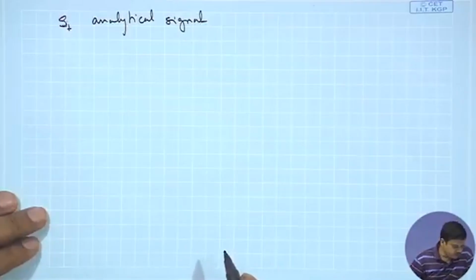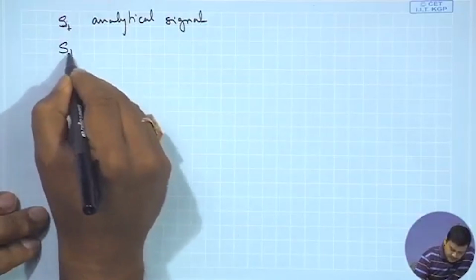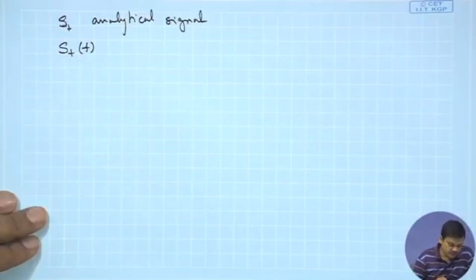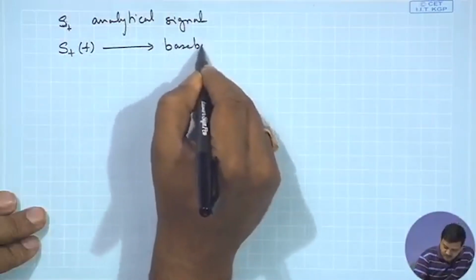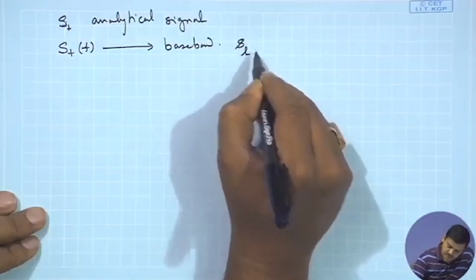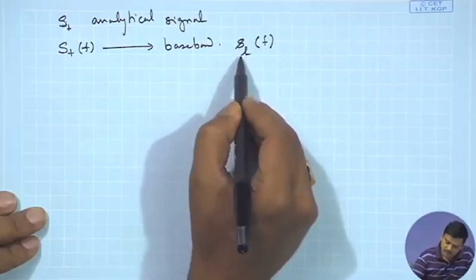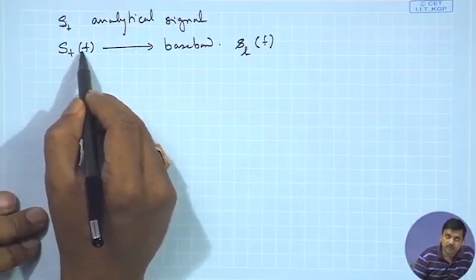or the pre-envelope. So, we could say that s plus of f that we have seen could be translated to baseband. You would like to translate to baseband, and you would represent it by S L of f, that is the low pass equivalent of the positive set of frequencies of S of f.